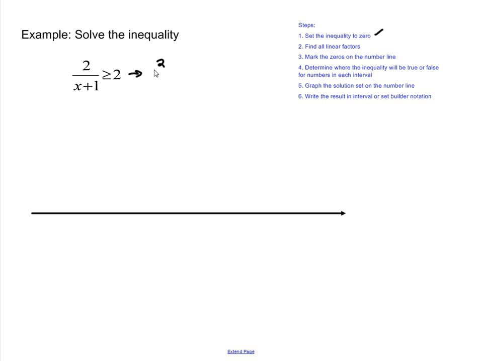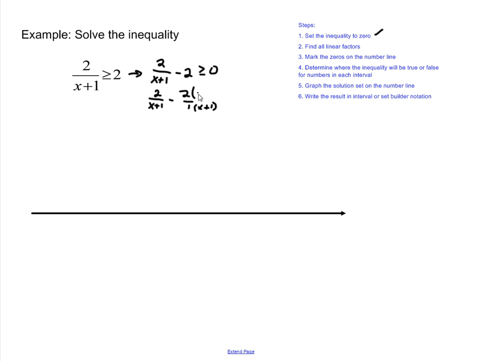We're going to have 2 over x plus 1 minus 2 greater than or equal to 0. Now, before we can find any linear factors, we're going to have to simplify this. So we're going to have to actually rewrite this fraction as a single rational expression. So that means we're going to have to combine 2 over x plus 1 minus 2 over 1. And that means that we're going to have to combine using a common denominator right here of x plus 1.